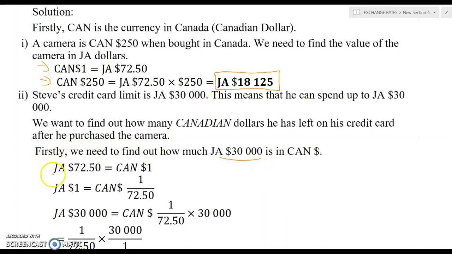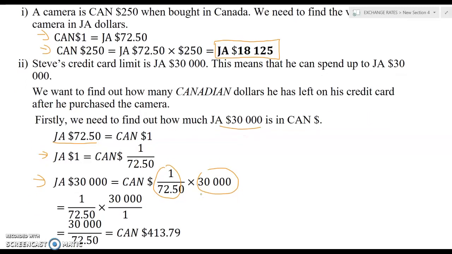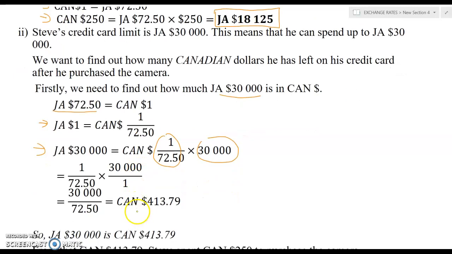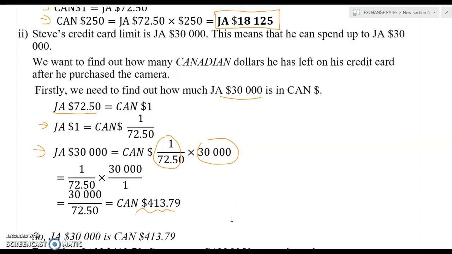So again, we know that $72.50 Jamaican dollars is 1 Canadian. Find for 1 first because we want to convert the 30,000 to Canadian. So 1 will be 1 over $72.50. So $30,000 Jamaican dollars is the amount for 1 times the 30,000. And that will give us $413.79 Canadian. Right? That's his credit card limit.